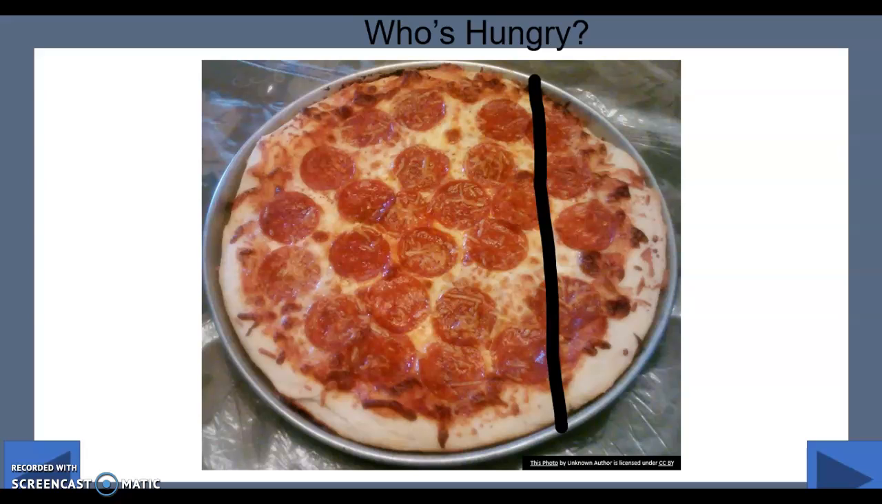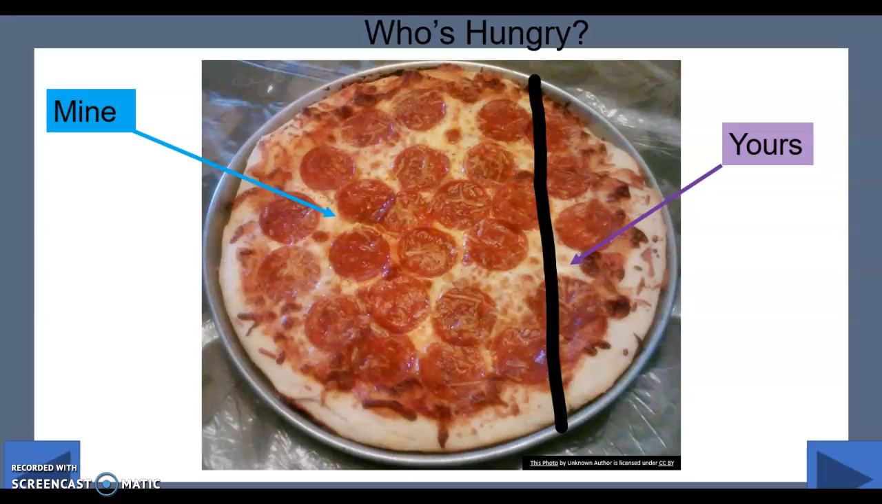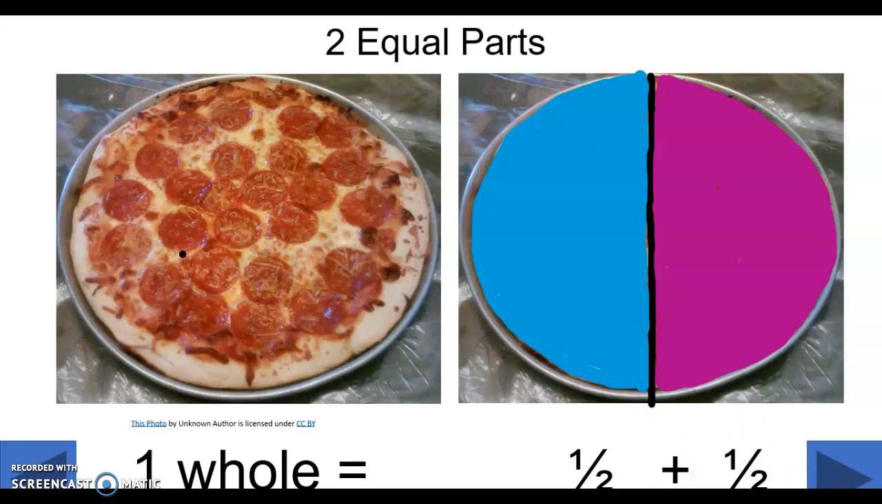This is my part, and this is your part. What do you notice about the pizza? A pizza can have 2 equal parts.